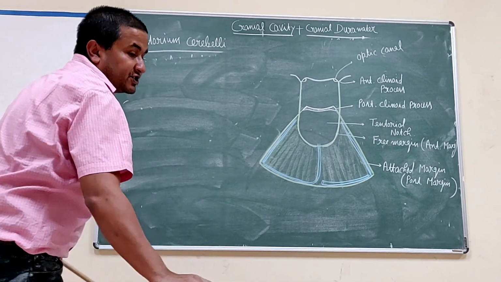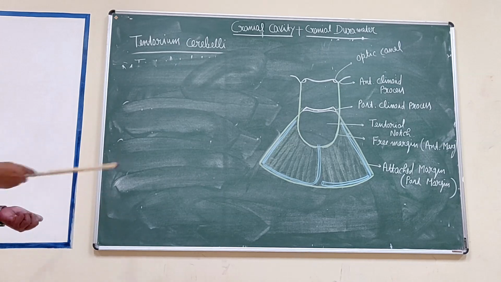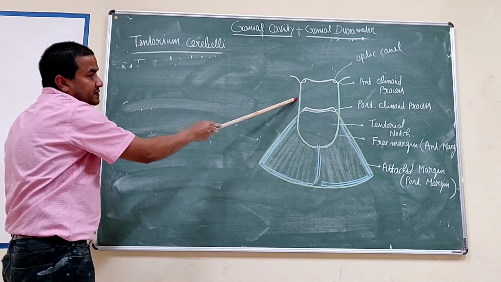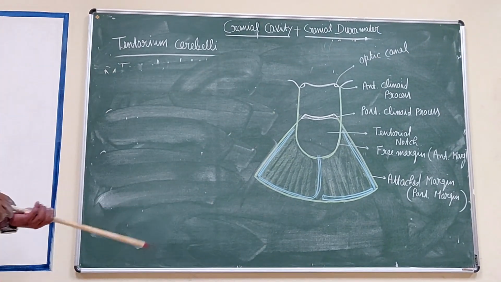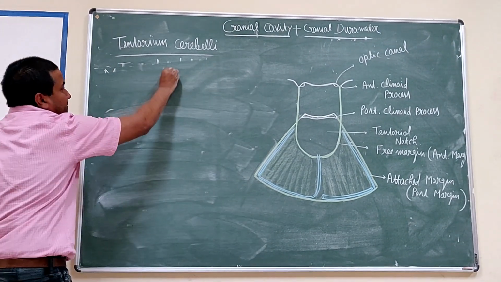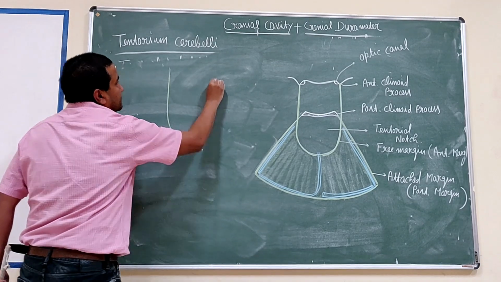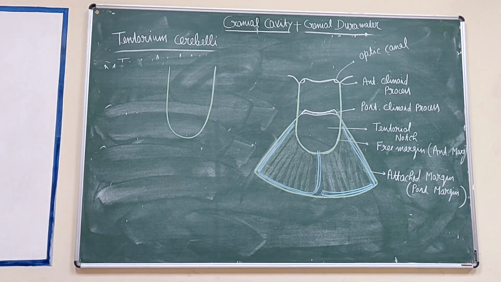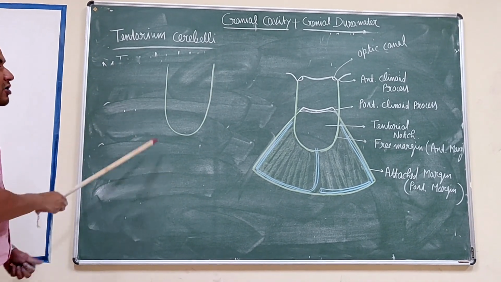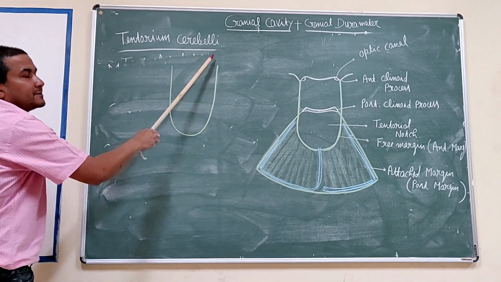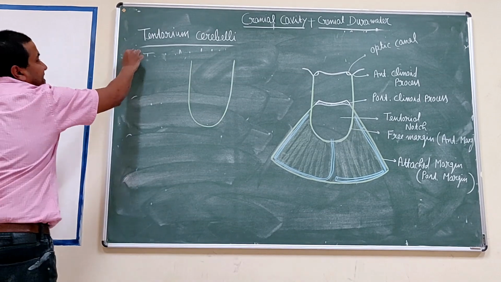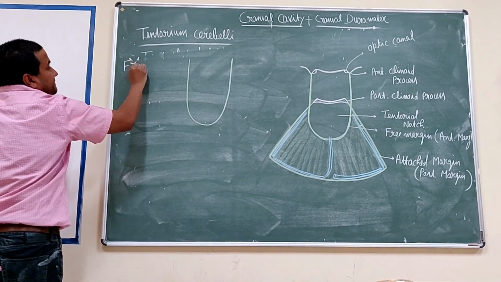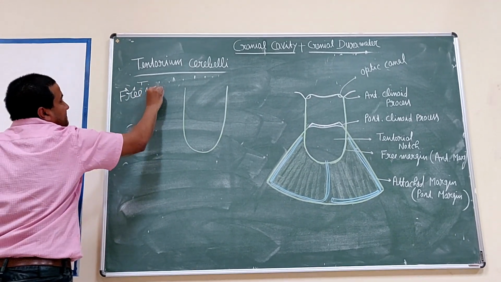Now, the anterior margin, we see this U shape. This is the anterior margin of the tentorium cerebelli. This anterior margin is concave, U-shaped. This anterior margin is the free margin. It is the free margin.